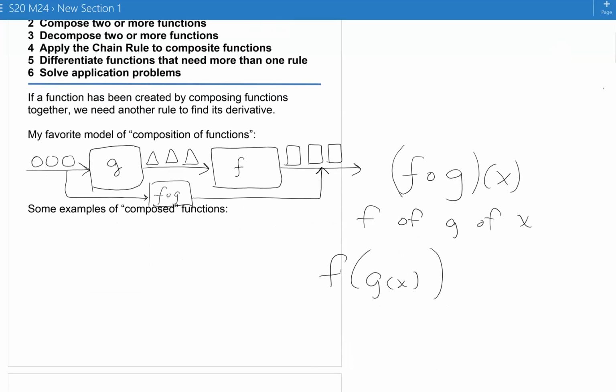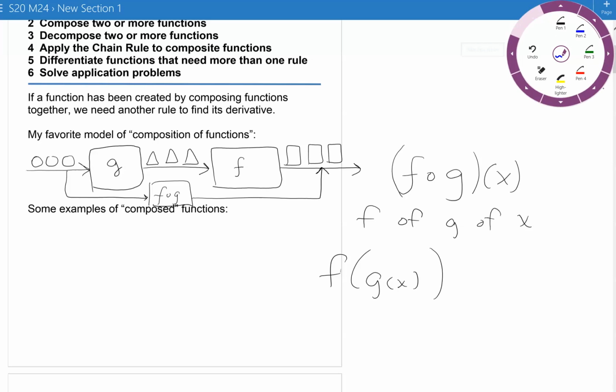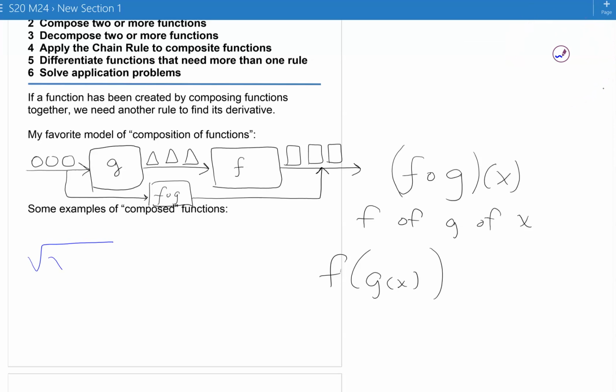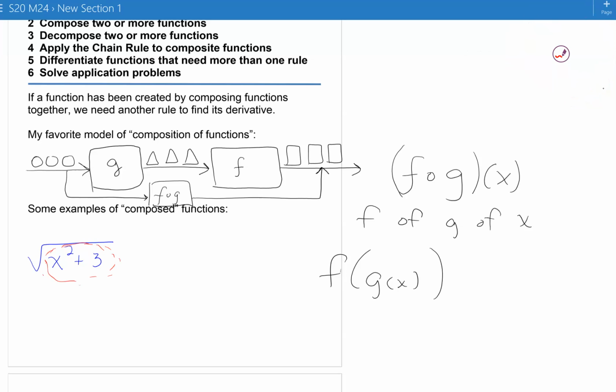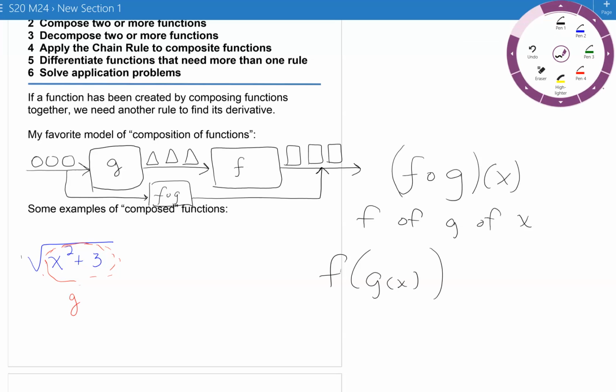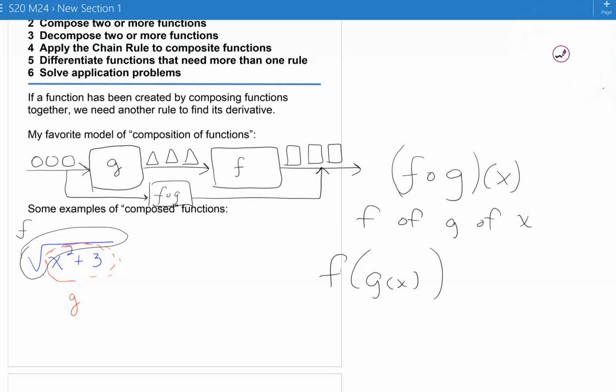So here are some examples of composed functions. If you have the square root of x squared plus 3, we have an inside function, or the function that happens first, which is the x squared plus 3. This would be like the g function. And then you have the square root, and that would be like the f function. So you focus on the x first and see what's happening to the x in what order, and work your way outward from the x.